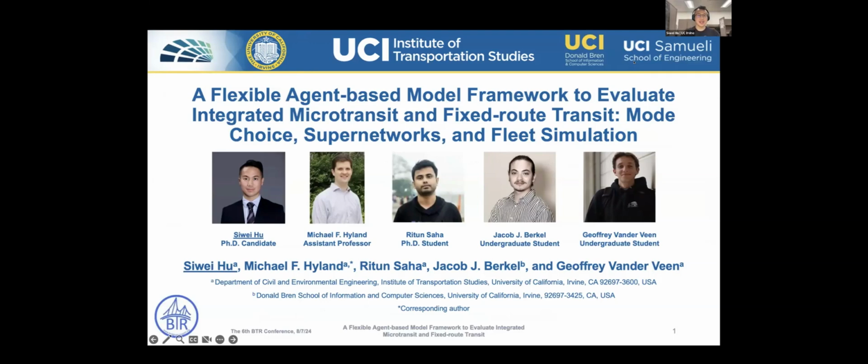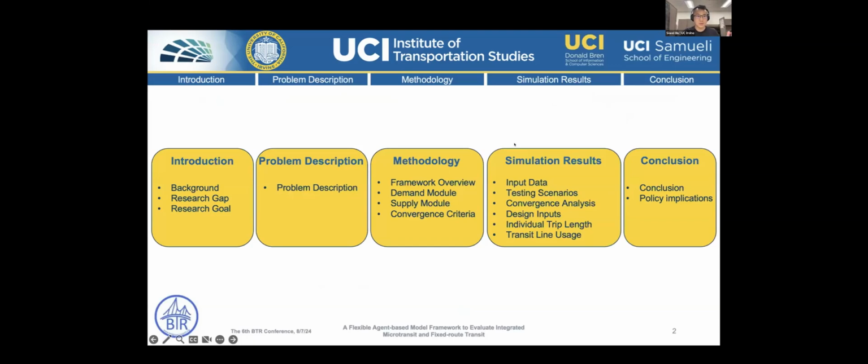My name is Siwei Hu, and I'm a fifth-year PhD candidate from UC Irvine. I'm working with Professor Mike Hyland, who is also in the audience, and our colleagues, Ritin and Jacob, who is also in the audience. So today I'll be presenting our recent work, A Flexible Agent-Based Model Framework to Evaluate Integrated Microtransit and Fixed Route Transit. Mode Choice, Supernetworks, and Fleet Simulation are three main components. The collaborators are shown on the screen. So let's get to the main part of the talk. Today's talk will include 5 parts: introduction, problem description, methodology, simulation results, and conclusion.